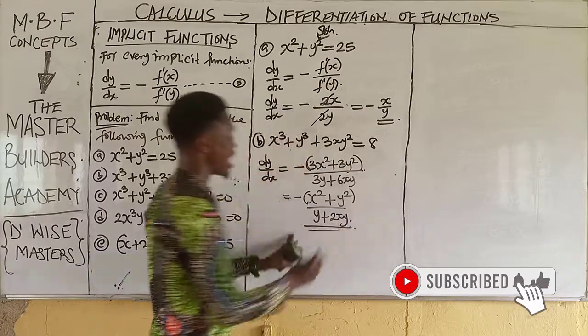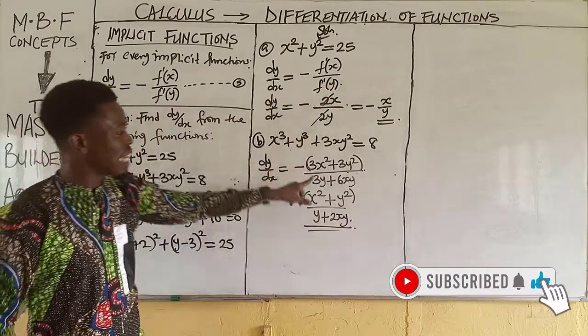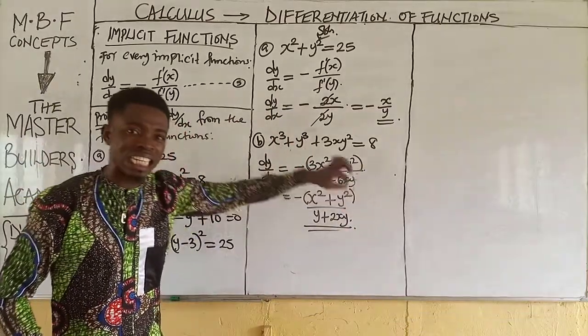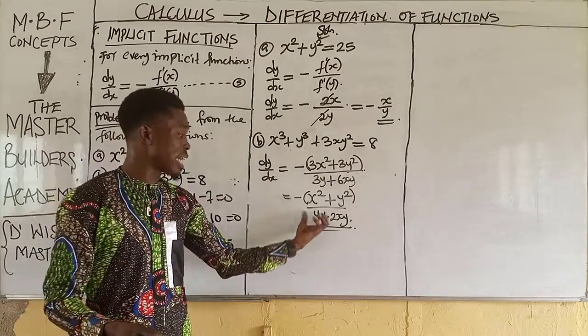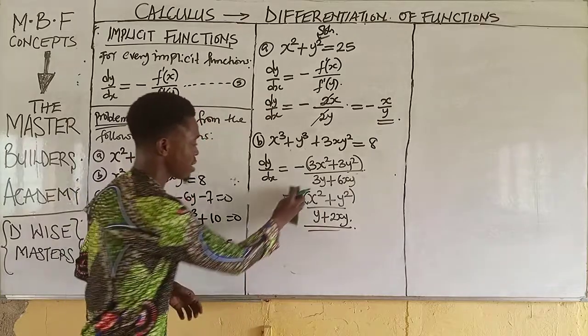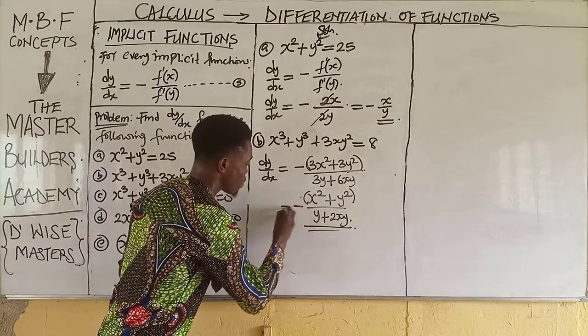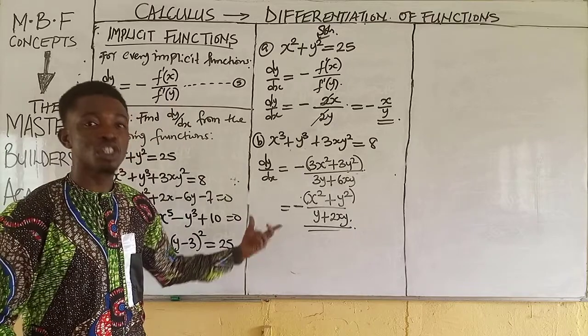All I did to have this result is that I divided each term at the numerator and at the denominator by the common factor, which is 3. And it has reduced it to this. So, guys, this is our final answer to this question.